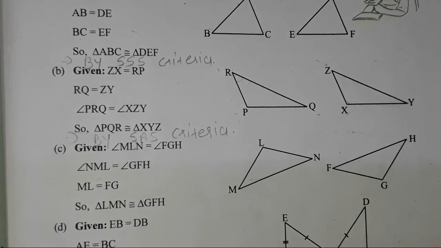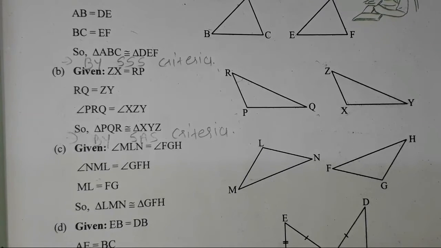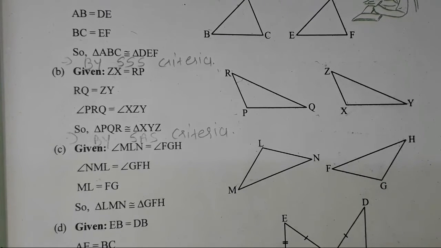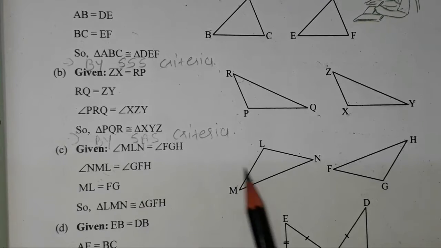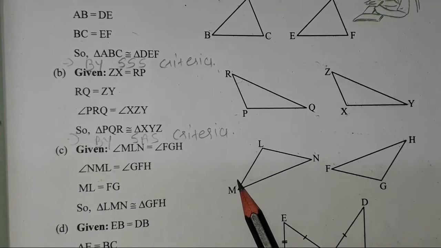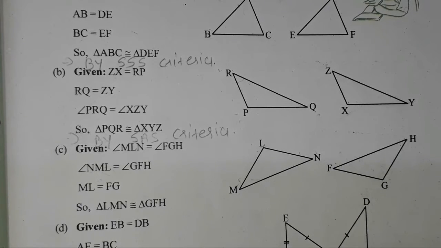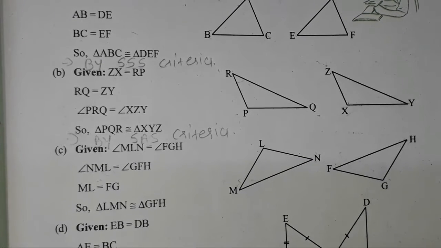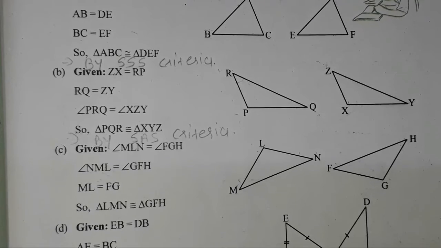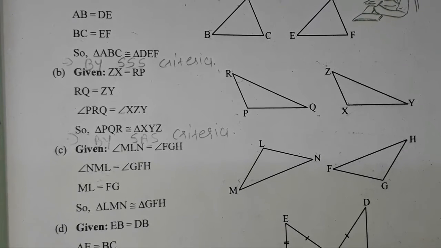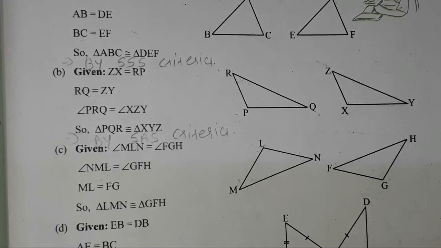Similarly, in the next one, two figures are given. In that it is given that angle MLN is equal to angle FGH, and angle NML equal to angle GFH, and ML equal to FG. So during the introduction I also told you that sometimes it is not necessary that the same type of figure is given to you, rotated figures are also given to you. So here we have to check congruency, using which criteria both the triangles are congruent.